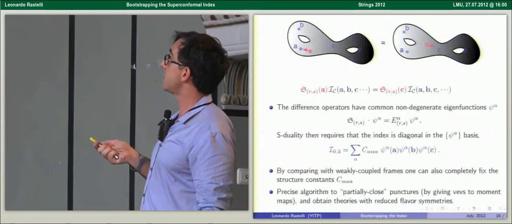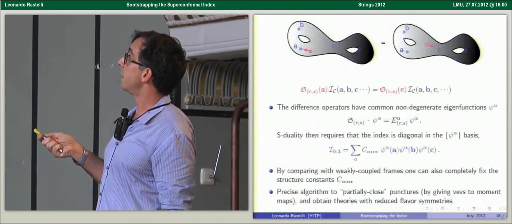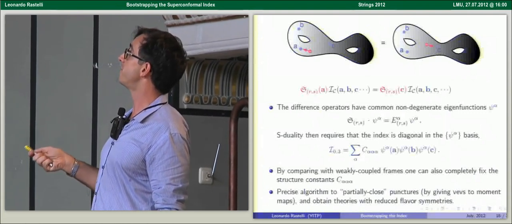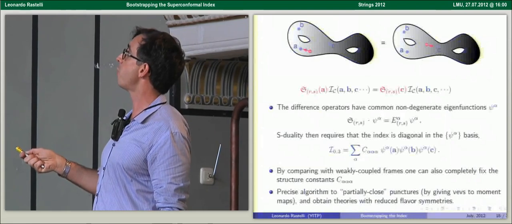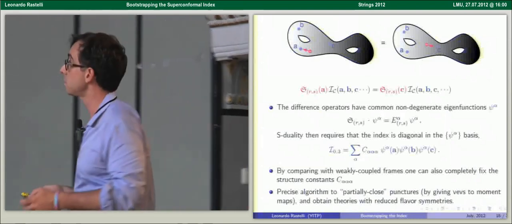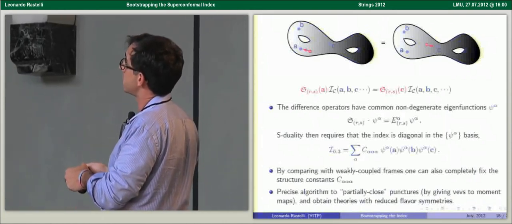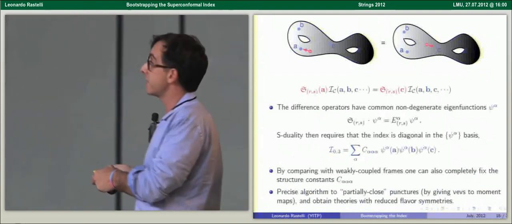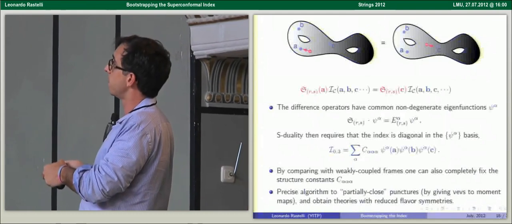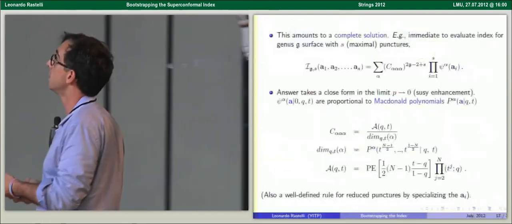And so the idea is that if I diagonalize this commuting set of operators, by acting in different ways, I must get the same result. And that's only possible if the index is, in fact, a sum over diagonal representations for all of the punctures. And so by comparing with Wilson line frames, you can actually fix the punctures. And moreover, by a slight variation of the procedure, so far I was focusing on maximal punctures, but a slight variation of the procedure will allow me to discuss also punctures with reduced symmetry.